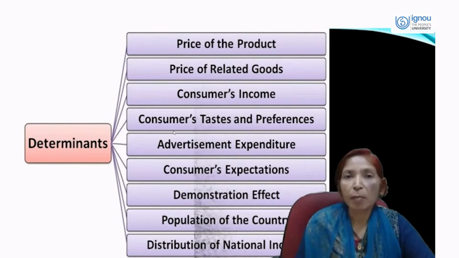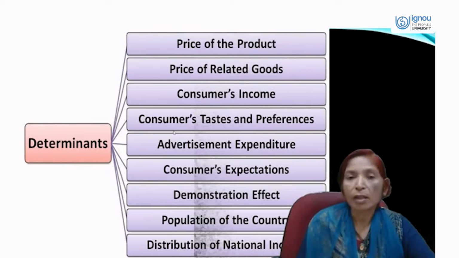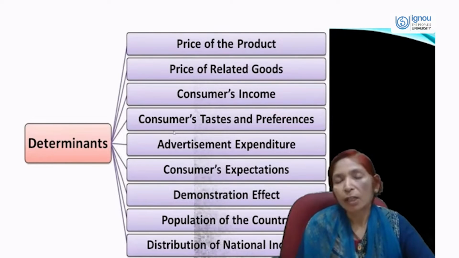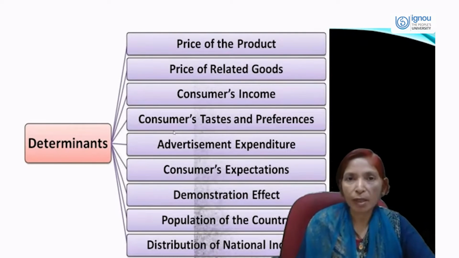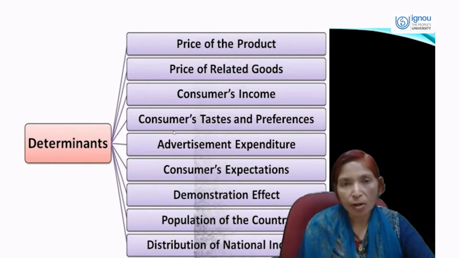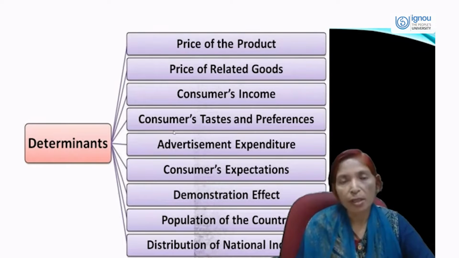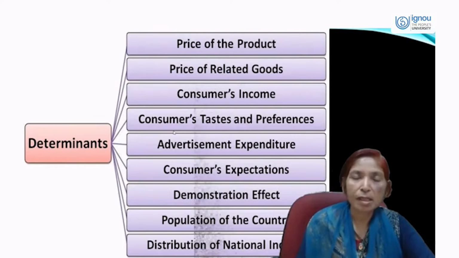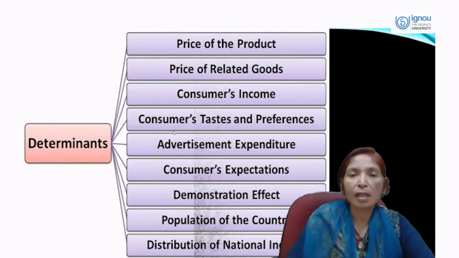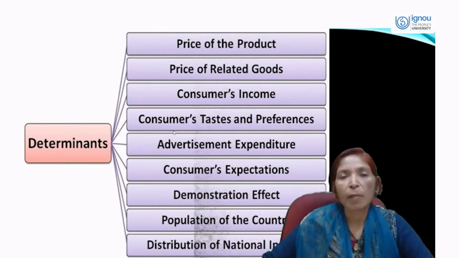So if you are demanding bajra, jowar, or raw jute, etc., these things are called inferior goods. Due to a high level of income, you will demand less of inferior goods. And if your income is less, then you will demand more of inferior goods. There is an inverse relationship between income of the consumer and demand for inferior commodities.